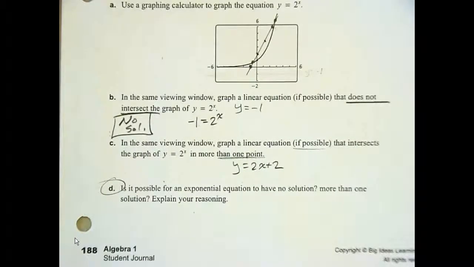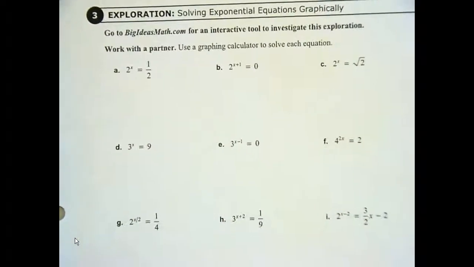As we go through and solve these equations, we need to be looking for one solution, for two solutions, and for no solution. I want you to take a look at exploration number 3, next page. So there were 2 solutions on the test.